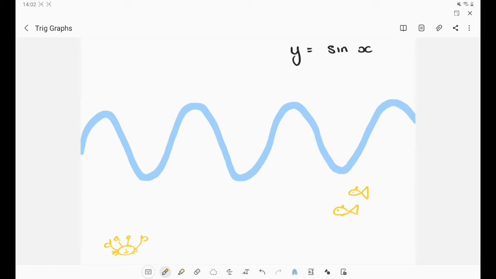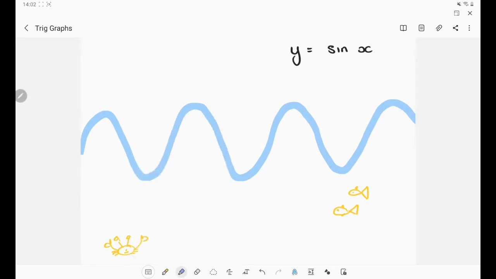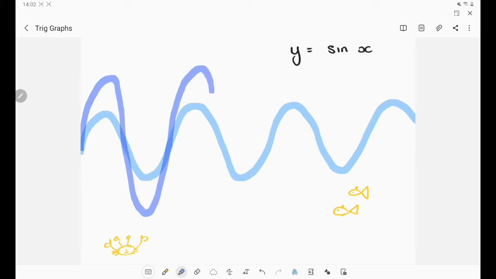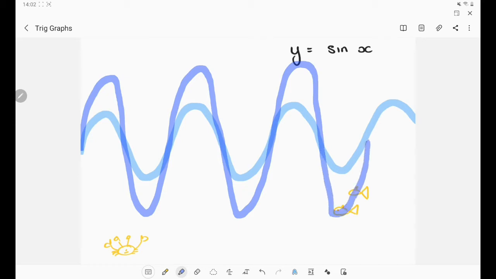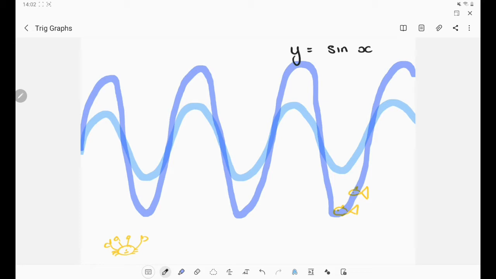What can we do to it? Well, imagine what happens on the sea. We've got lots of different options. One option that might occur is that perhaps it's a stormy day. So your waves are going higher than they were before. Nothing's changing, but your waves are now twice the height they were before. And some of the fish are getting caught in the open air. So what's happened here? We've had a stormy day and our amplitude has changed.